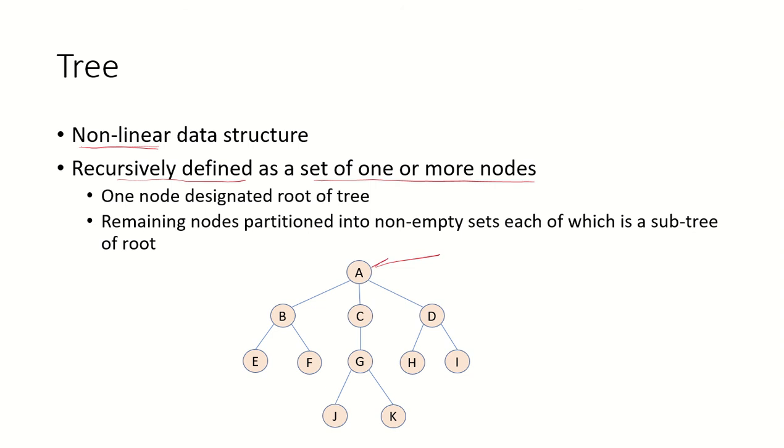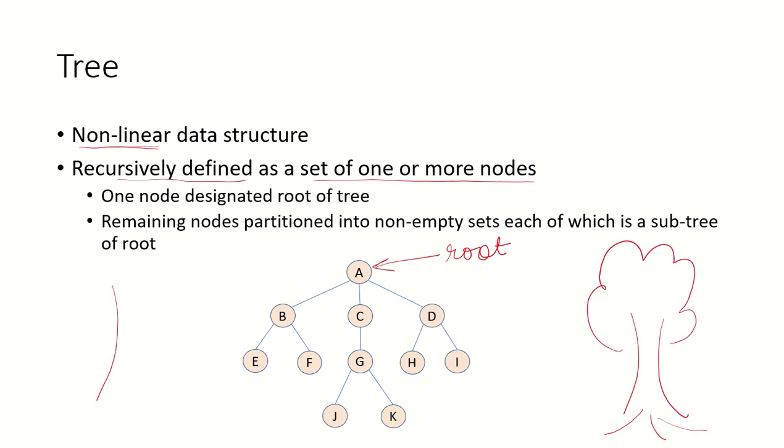There is one node which is designated as the root of the tree. You might have heard of a tree with its many roots. Now if we flip this tree upside down and we have a root at the top, so this is the representation of the data structure tree, and the root is the topmost node of this tree.